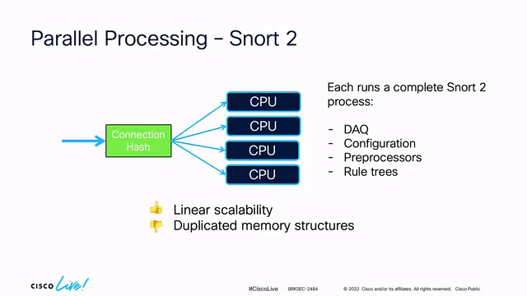So, on a 2 CPU system, it's not that bad. On a 30 or 40 CPU system, you're loading Snort 30 or 40 times. So you could recover a lot of memory there if you didn't have to do that.